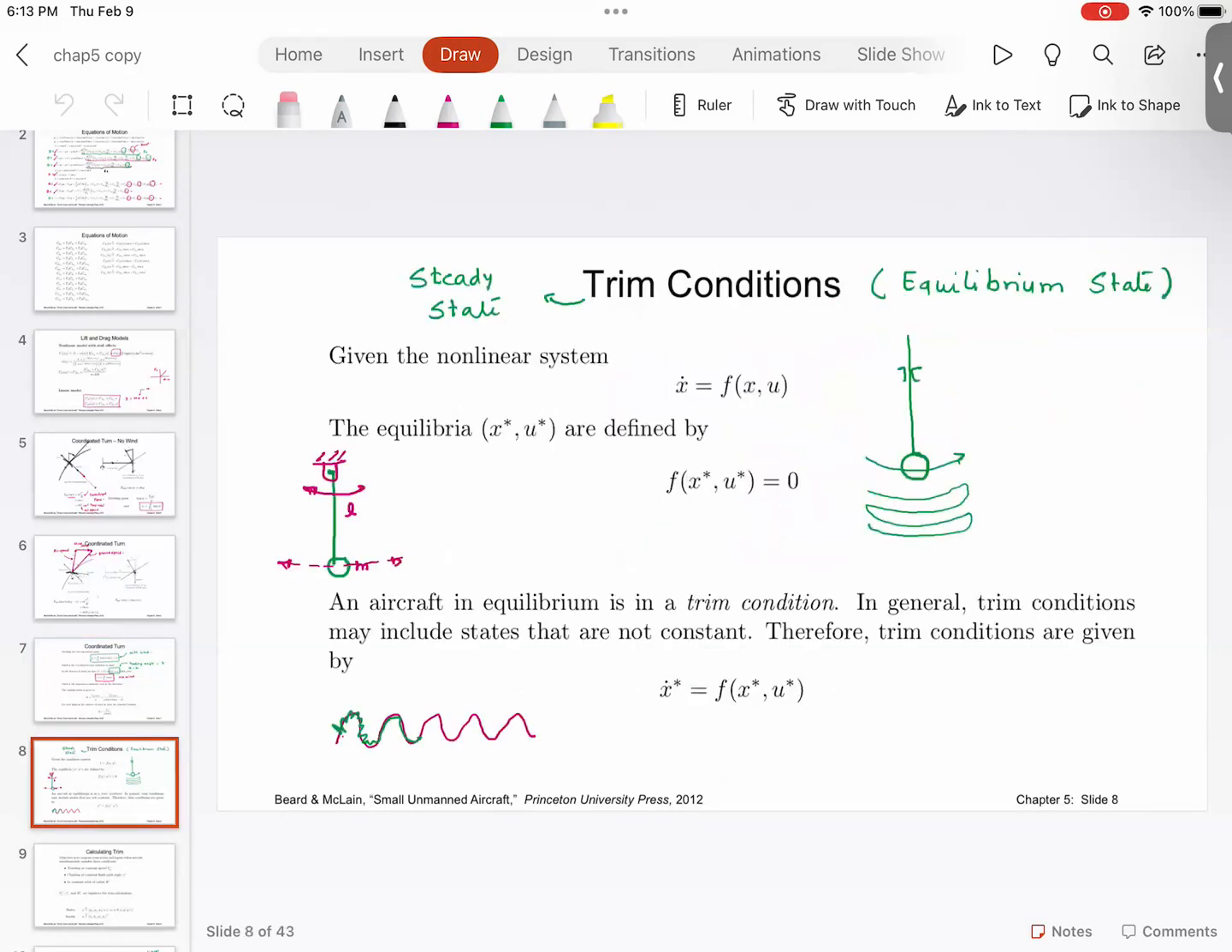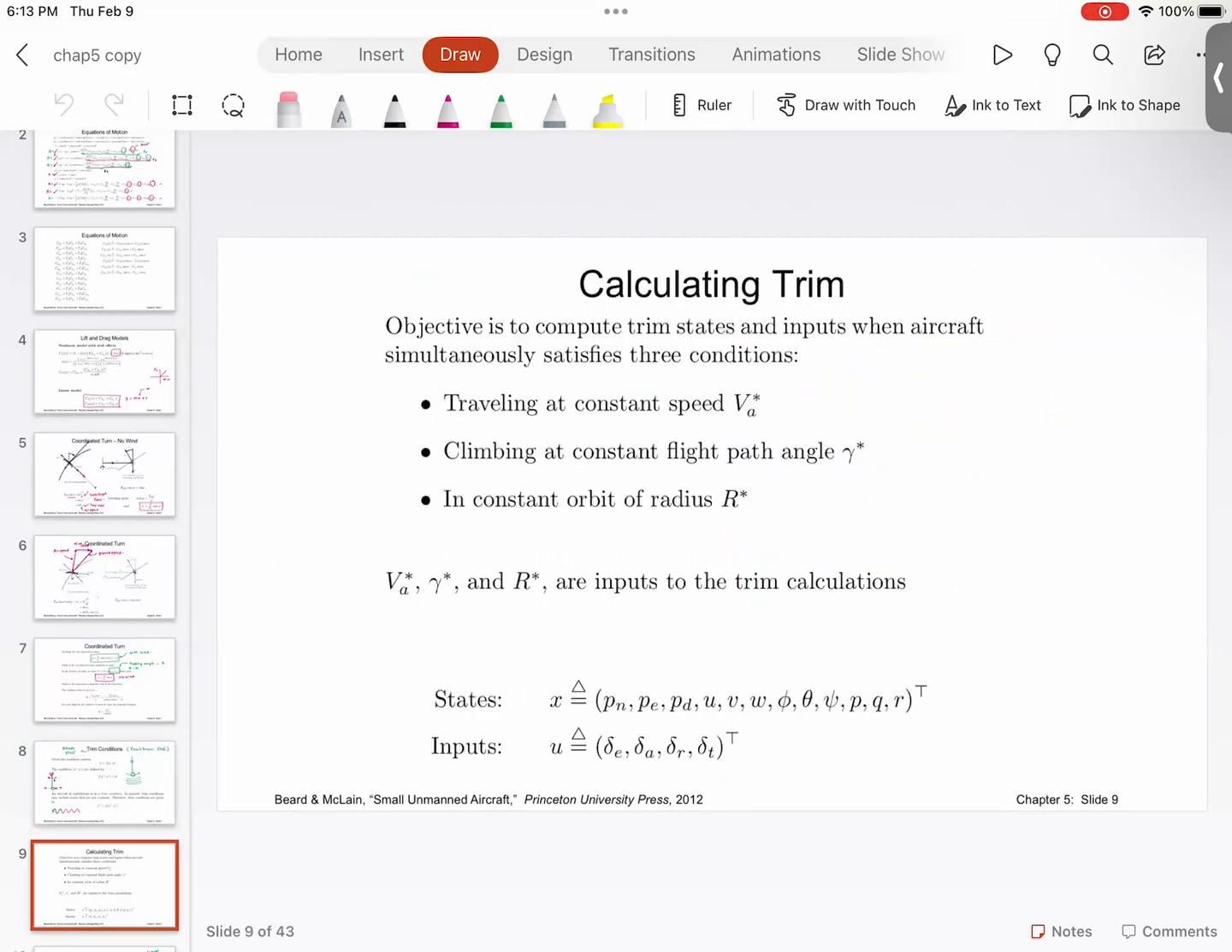So we talked about the steady state, effect of steady state. Then we talked about calculating trim, and the reason the trimming calculation is important is because we need to know the operating point before we linearize. Because that linearization is valid where the aircraft is trimmed. So if the aircraft is trimmed at some other point, then your linear model is going to be valid there.